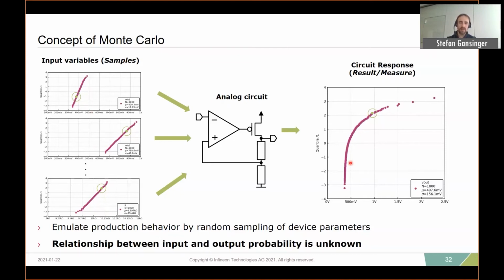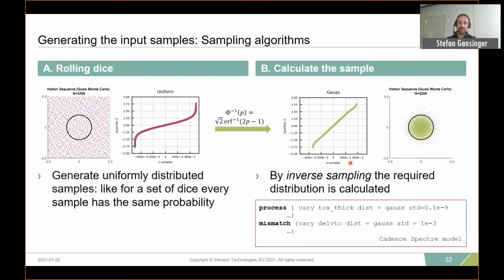Some words on the sampling, so generating the input data set. This is a two-step approach. First, we have a random number generator. This is like rolling dice. So we have random number generators which generate a uniform distribution. This means the probability for each data point is equal. There are different methods for this.